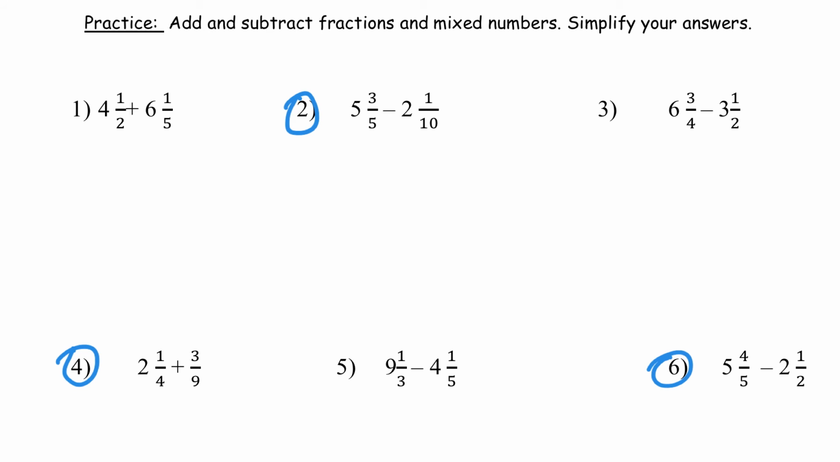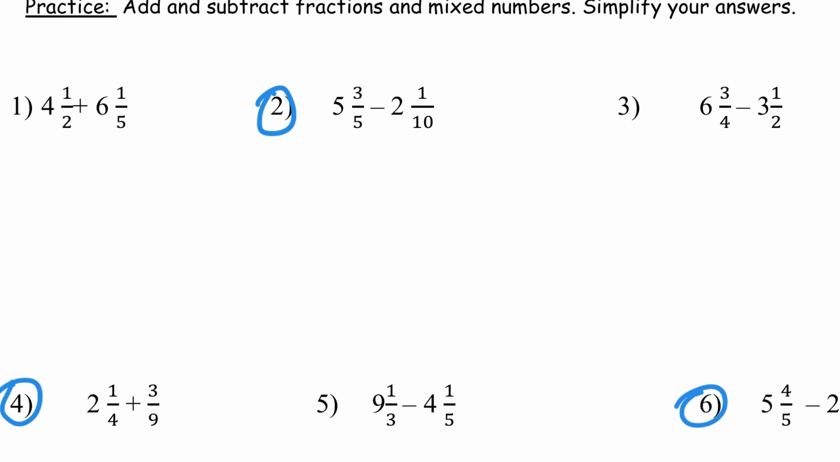So let's take a look at number 2. So you should be writing this also in your workbook. So let's set it up. We have 5 and 3/5 minus, now be careful, it's a minus 2 and 1/10. I'm going to make my big plus sign.